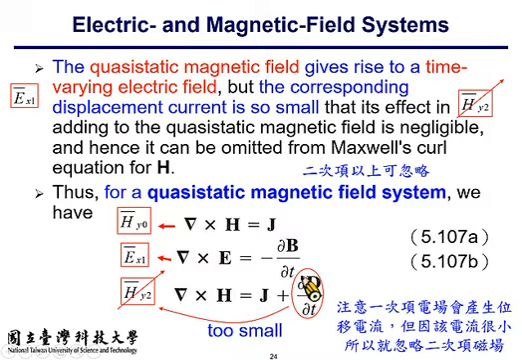Consequently, the time-varying electrical field should produce a magnetic field, that is Hy2. However, if the magnitude of this term is too small, if the time derivative of the electrical field is too small, then this term is small as well, and we can neglect it. So that is the essential part of the quasi-static approximation.